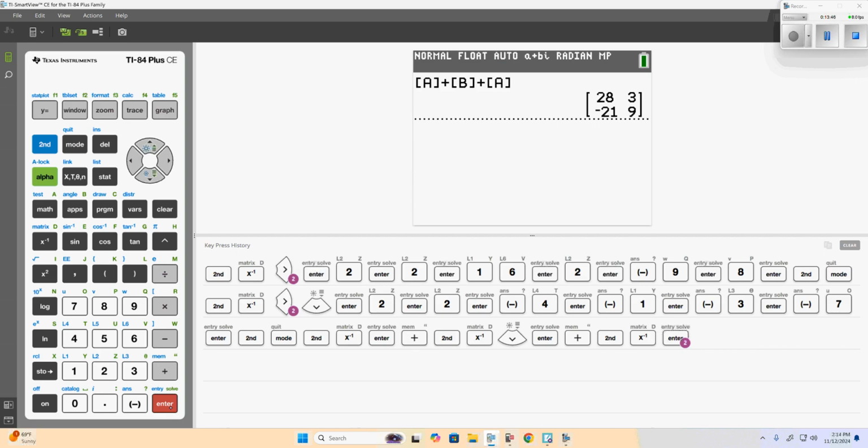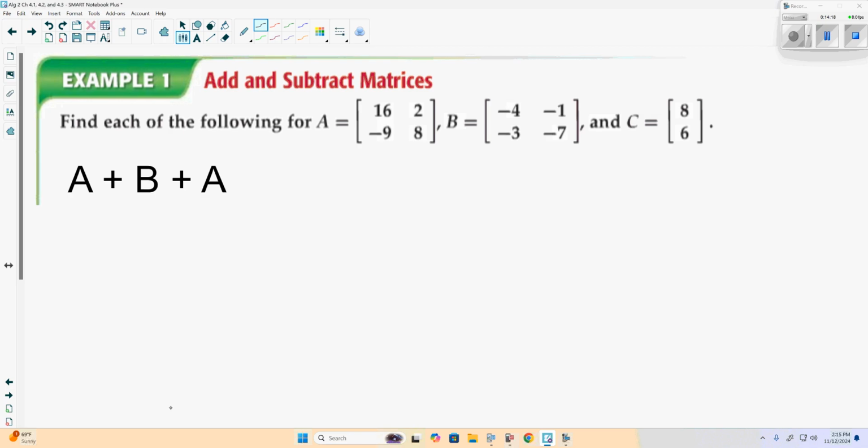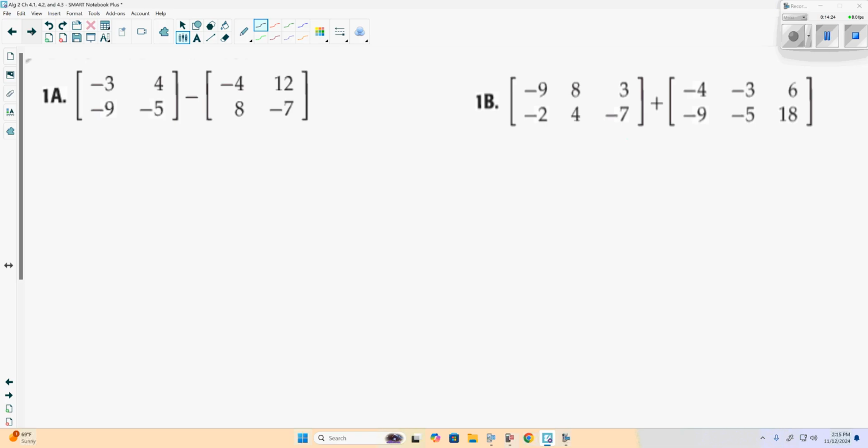But any questions on how we add or subtract matrices? We feel good with this here? All right.